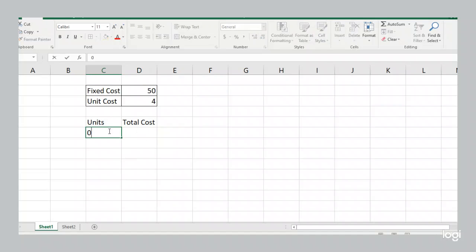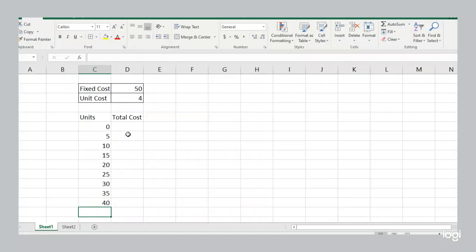So we'll start with 0 and let's go by tens. No, let's go by fives actually. Okay, so we're going from 0 to 40 units. And our total cost, it's equal to our unit cost times the number of units plus the fixed cost.